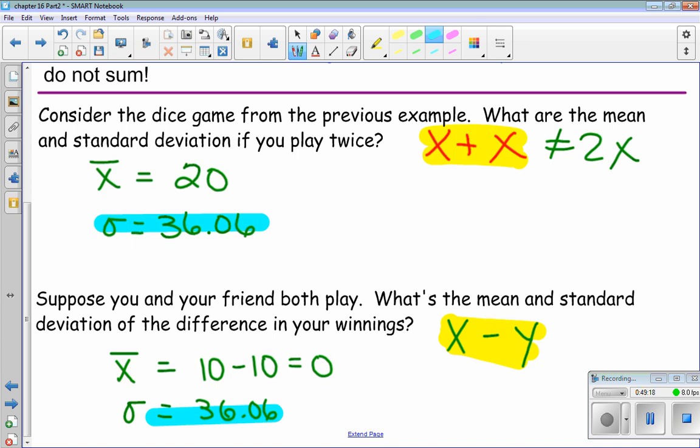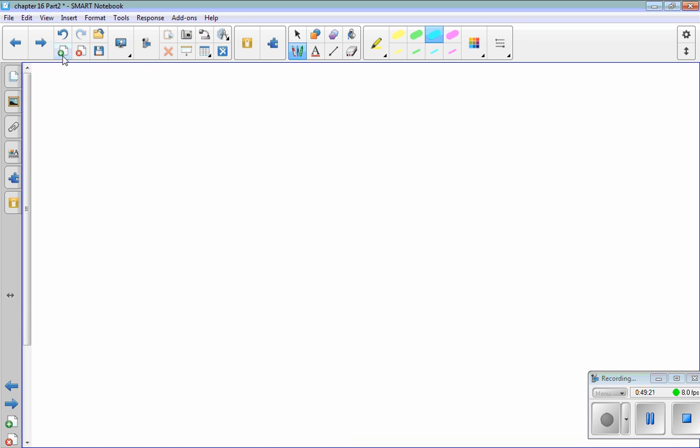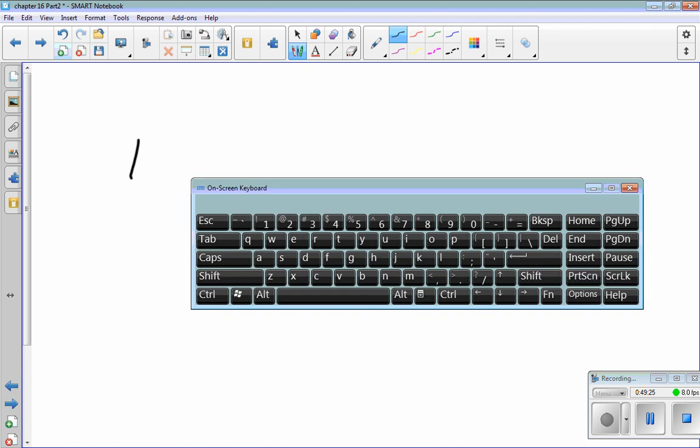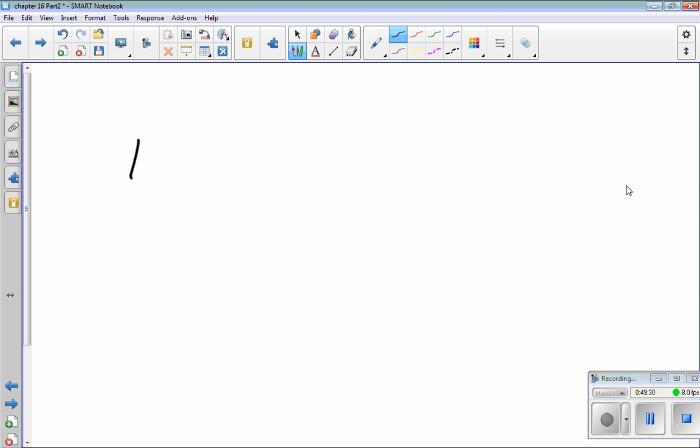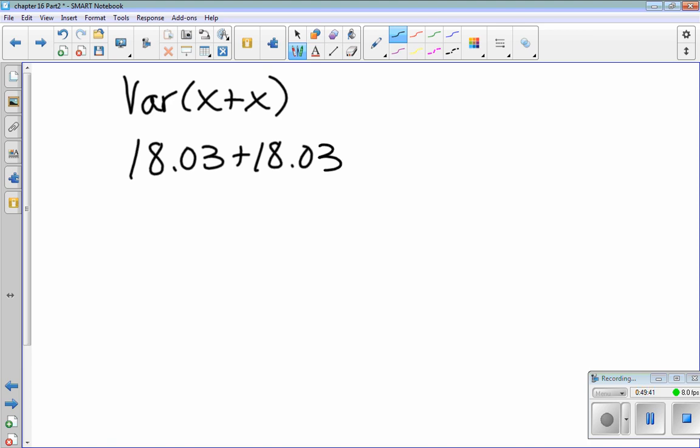Let me explain why. This is what I was kind of trying to do with him early on. We have two variables I'm adding together, the variance of x plus x. The standard deviation was 18.03 in this problem. What is that number? And that's the wrong answer.